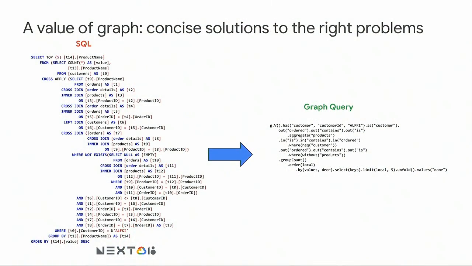But when you do find the right problem, it can be a very concise and elegant solution to the questions you're asking. This example here is a dirt simple recommendation engine where on the left you see a 14 table inner and outer join, and on the right you see a very concise Gremlin query. This is actually built under the premise that if you and I have 9 of the same products in common and I have the 10th one, you're likely to also want that 10th one.